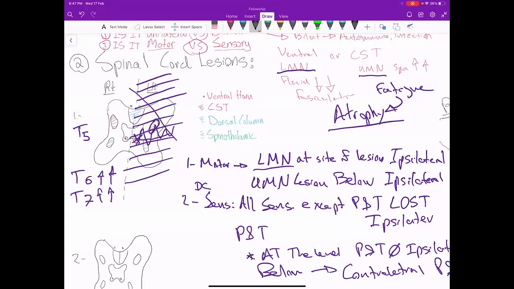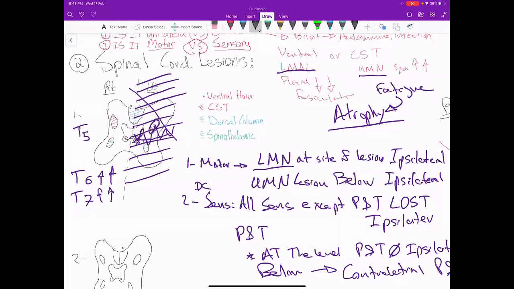For the sensation at the dorsal column, once again, our golden rule: in the spinal cord, it is ipsilateral loss of all sensation except pain and temperature. Now, below the lesion, pain and temperature is going to be lost contralaterally. And we all know that that's simple. But at the level of the lesion, even the pain and temperature will be lost at the side of the lesion, because at the side of the lesion, the peripheral nerve is damaged before it gets to decussate and go to the spinothalamic tract.